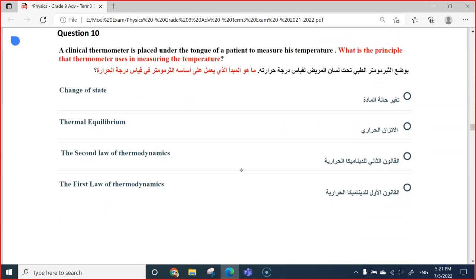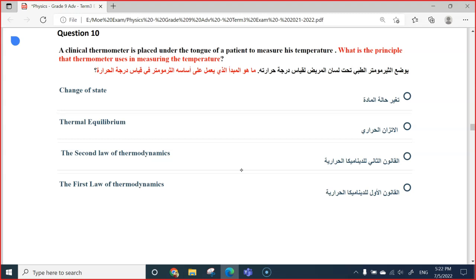A clinical thermometer is placed under the tongue of a patient to measure his temperature. What is the principle that the thermometer uses in measuring the temperature? So the mercury inside the clinical thermometer absorbs the thermal energy, that is heat, and it expands and reaches thermal equilibrium. So change of state is not correct.